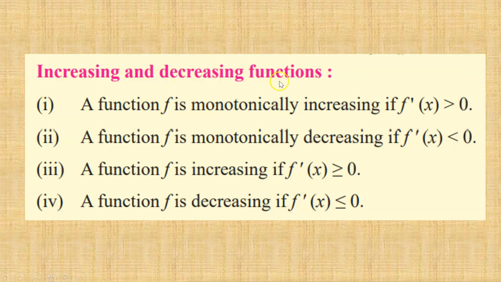Increasing and decreasing function. A function f is monotonically increasing if f dash of x is strictly greater than 0. A function f is monotonically decreasing if f dash of x is strictly less than 0, means it is negative, and here it is positive. A function f is increasing, only increasing here, if f dash of x is greater than or equal to 0. Next, a function f is decreasing if f dash of x is less than or equal to 0.